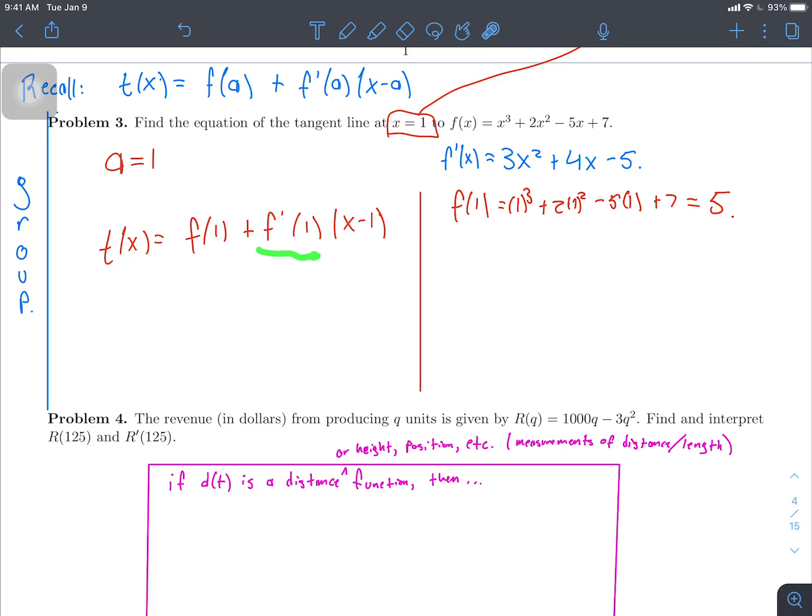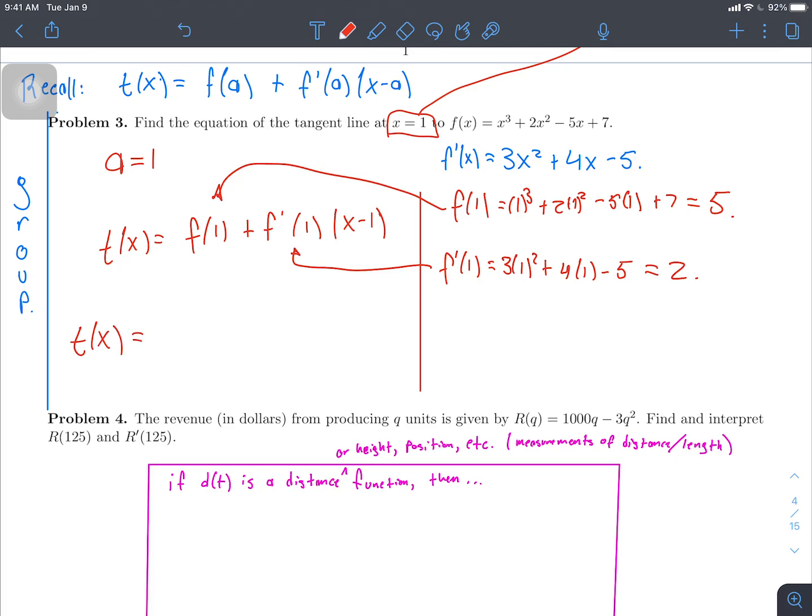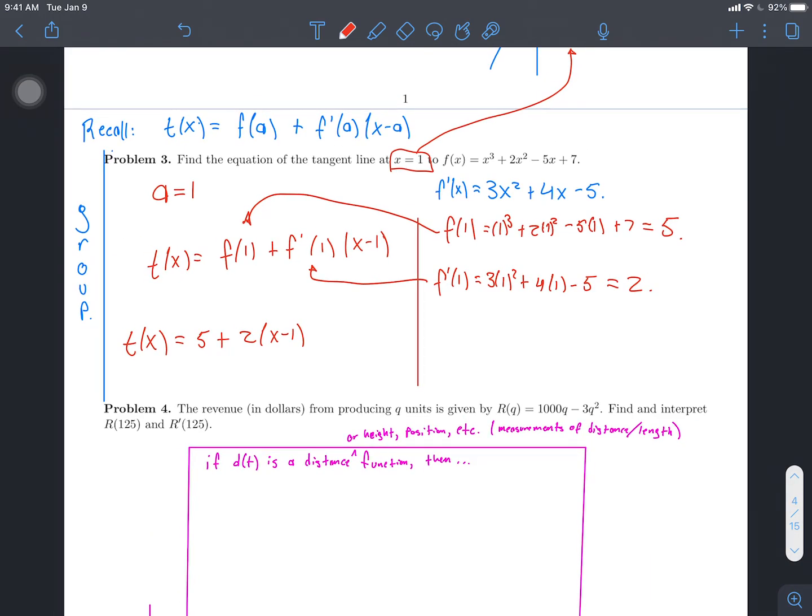How about f prime of 1? How do I get the number f prime of 1? Yeah, I'm just going to plug it into the derivative function. I did all this work here to find out what f prime of x is, so now I'm just going to do f prime of 1 by plugging it in. So it's 3 times 1 squared plus 4 times 1 minus 5. So 3 plus 4 is 7, minus 5 is 2, right? Okay, so if I want to just replace, then I get that the equation of the tangent line is 5 plus 2 times x minus 1. Okay?